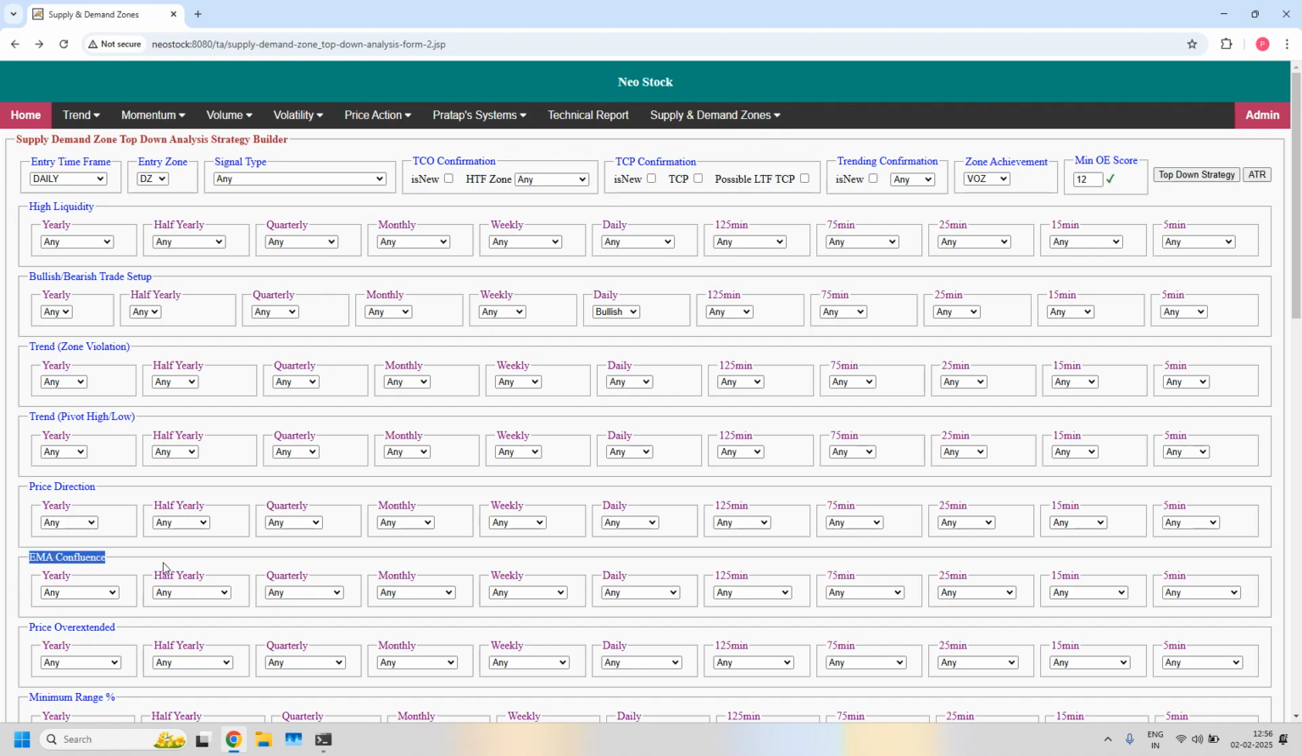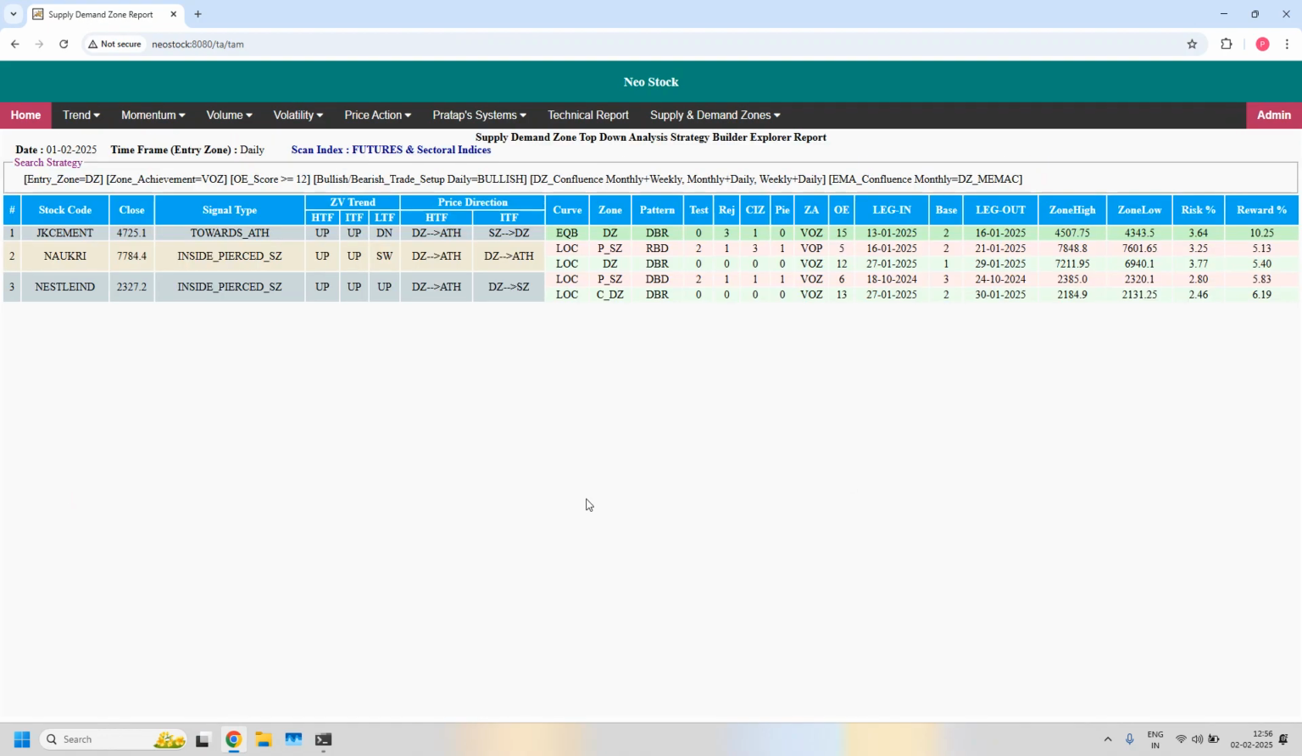In the EMA confluence at monthly time frame, I am setting the filter monthly demand zone having monthly EMA confluence. With this filter, all 3 stocks are filtered. That means all the 3 monthly demand zones are having monthly EMA confluence. And with that monthly zone, our daily zones are overlapped, along with weekly zones. That's why these daily demand zones are even more high probability setup supported zones. That is what you learned in lesson 27.